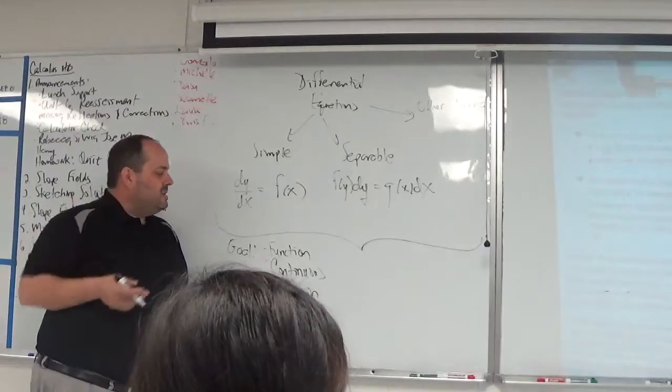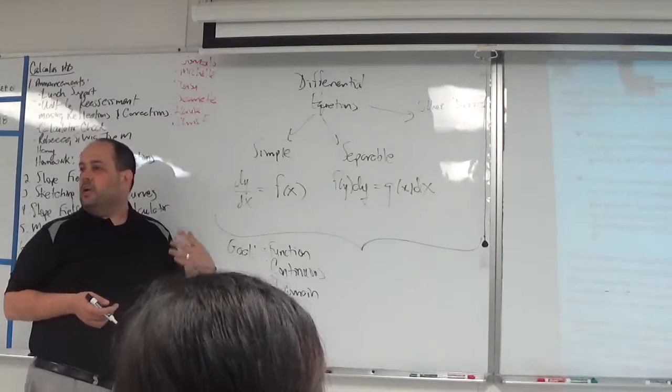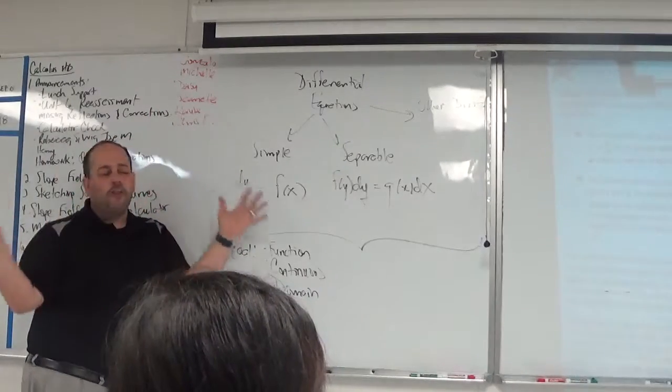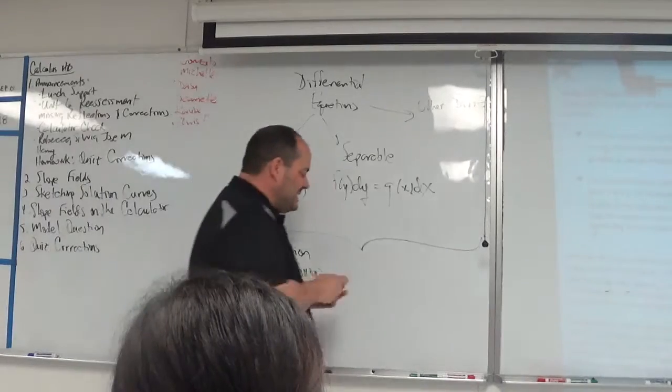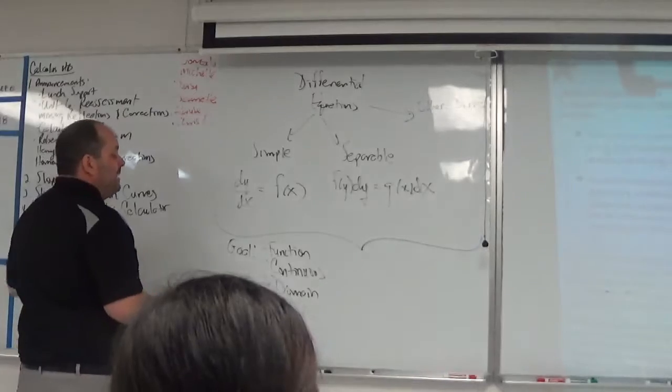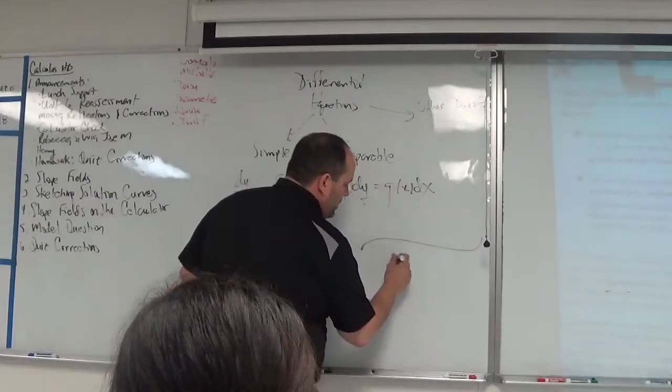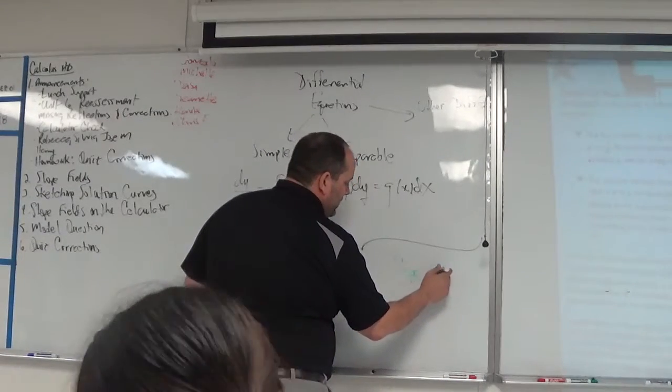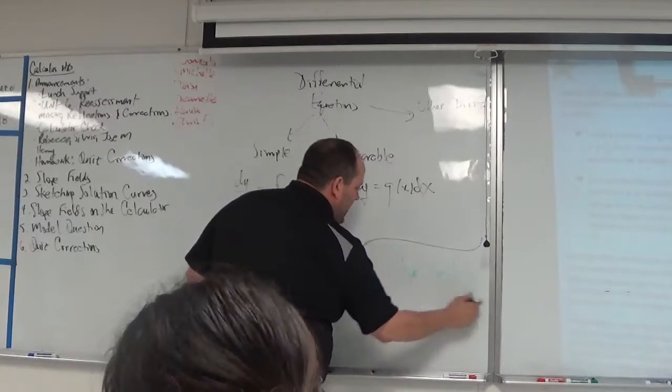In Calc BC, you look at logistic differential equations, you look at Euler's method. There's all these things. The last thing for us is a technique that works all of the time, and it's called, let me just write it over here, it's called a slope field. S-L-O-P-E-F-I-E-L-D.